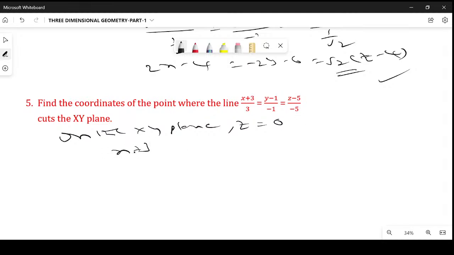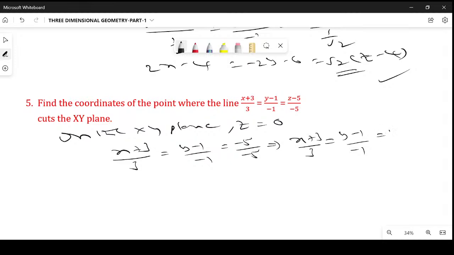Then you will get x plus 3 by 3, y minus 1 by minus 1, equal to, with z as 0, minus 5 by minus 5, which is equal to 1. If you do the cross multiplication, x plus 3 by 3 is equal to 1, and y minus 1 by minus 1 is equal to 1.